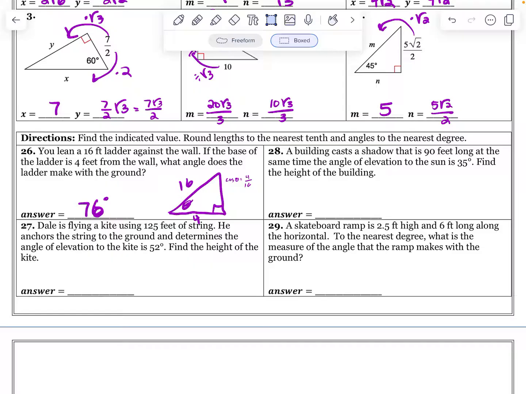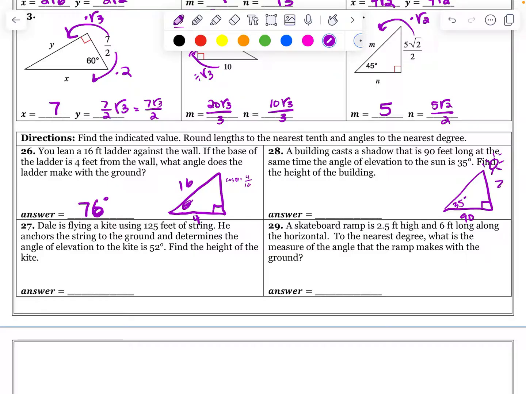A building casts a shadow. Okay, let's draw my triangle here. I'm going to have a right triangle. Cast a shadow that's 90 feet long at the same time the angle of elevation of the sun is 35. Okay, so 90-foot long shadow. Shadows are on the ground. Angle of elevation to the sun. So we've got a little sun up here. That angle of elevation is right there. That's 35 degrees. We're going to leave our angle in the same place every single time.